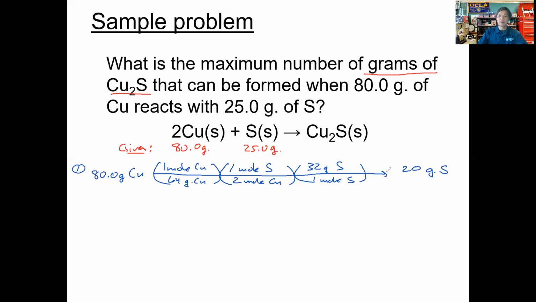So this is the calculated amount, the amount that we need. Let's compare that to the amount of sulfur that we have. The calculated amount is 20 grams of sulfur. The given amount is 25 grams of sulfur. The given amount is greater than the calculated amount, which means the sulfur is in excess. From our calculation, we have more sulfur than we need, which means the copper is the limiting reagent.